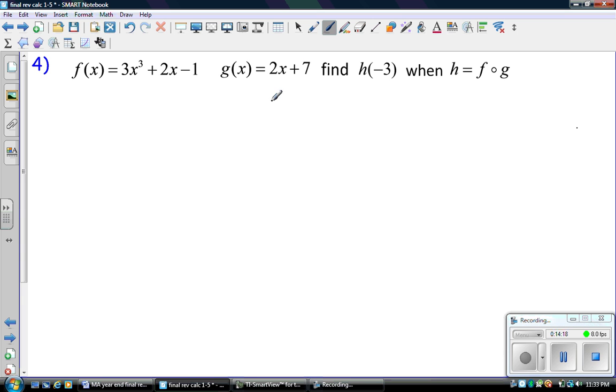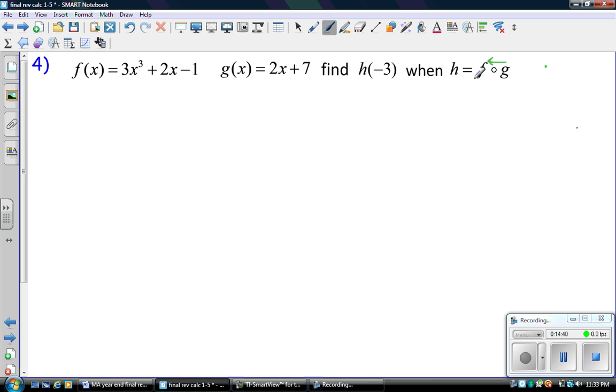Number 4 here. Find h of negative 3, where h is a composition. Remember, you read these backwards. I work the G machine, get a result, then I work that in the F machine.